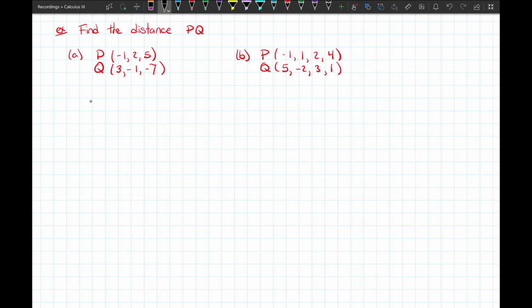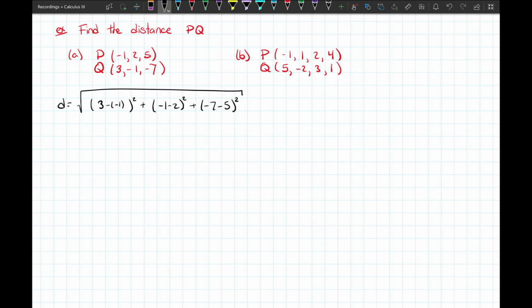Now, it doesn't really matter whether we are subtracting our coordinate from Q minus a coordinate from P or vice versa, but it is good to be consistent. So let's start off with 3 minus -1 and be consistent with -1 minus 2 and -7 minus 5. Square all of those and then make sure we square root the result, and we'll call the distance d. Now, it's fairly straightforward math from this point on. The important part here is that those negative signs aren't going to matter when we square them. 4 squared plus 3 squared plus 12 squared. That gets us the square root of 169, which is equal to 13.